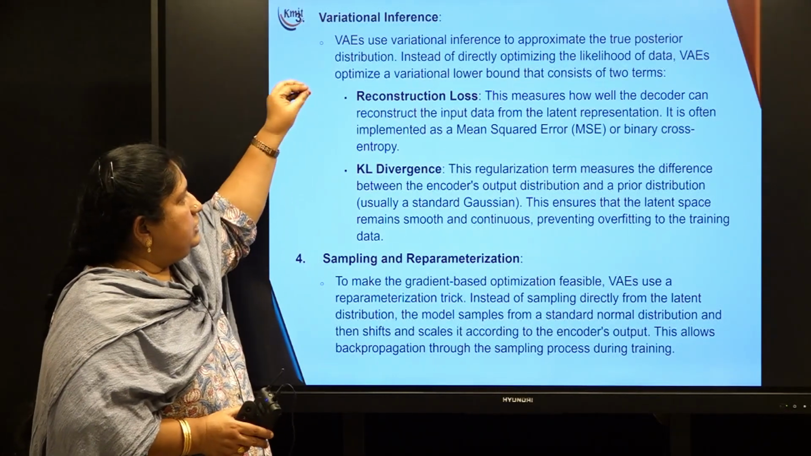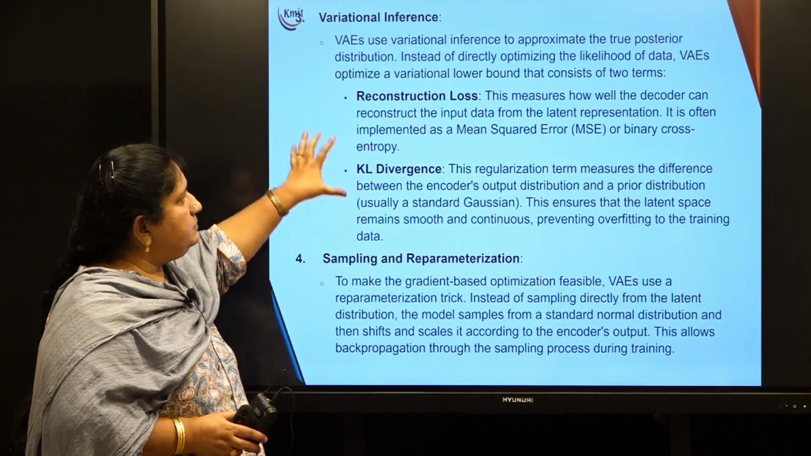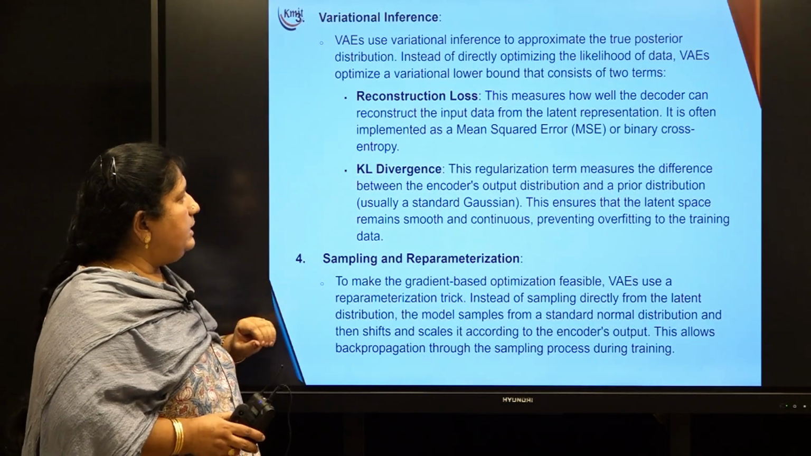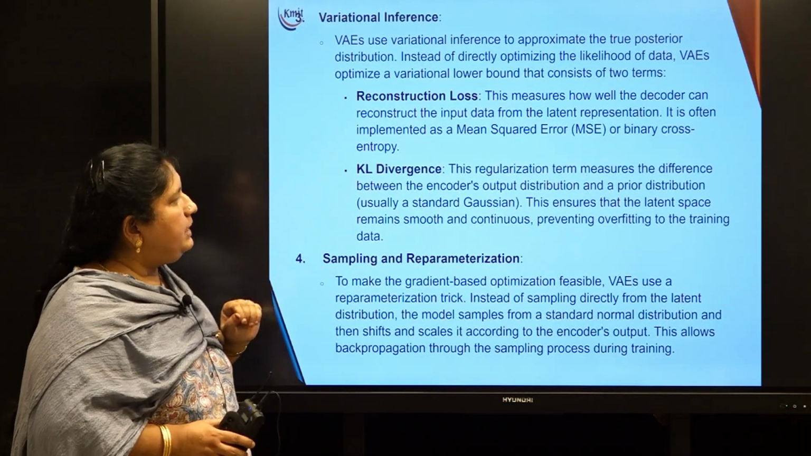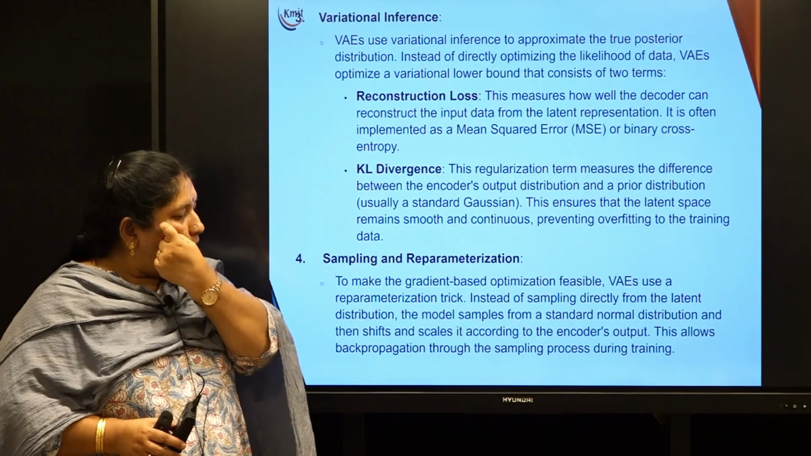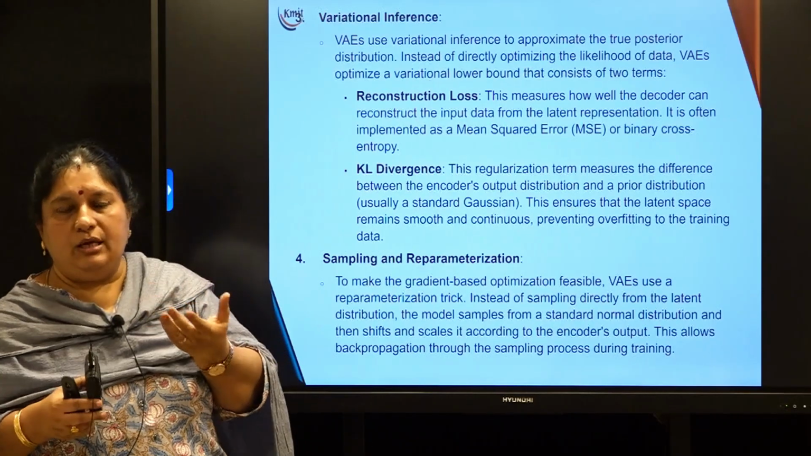And this variational objective consists of two terms. One is the reconstruction loss, the other one is the KL divergence. What do you mean by reconstruction loss? How best the decoder can reconstruct the image.